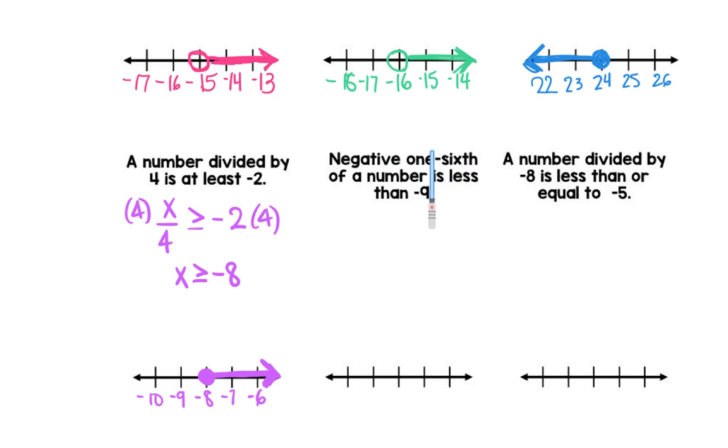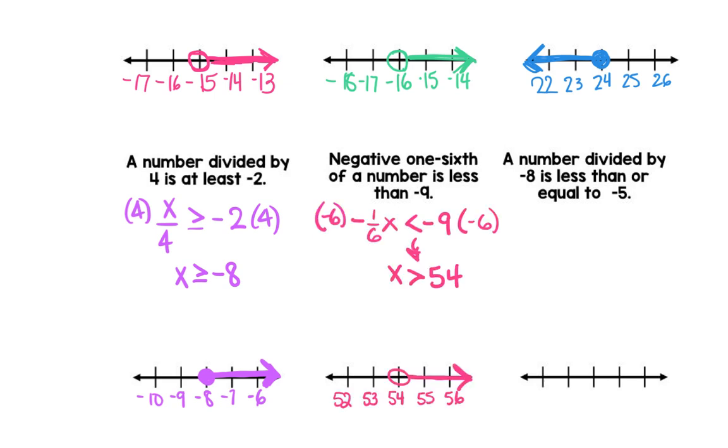-1/6 of a number is less than -9. Try this one now. -1/6 x, you can multiply both sides by -6 or divide by -1/6. Either way, you're dividing or multiplying by a negative, so you're going to flip the sign. x is greater than 54. Open circle, shade to the right.